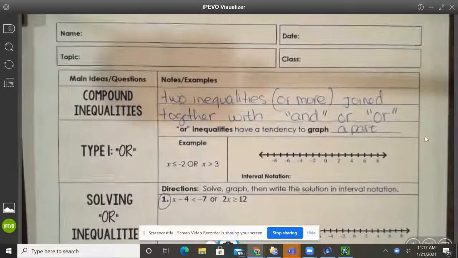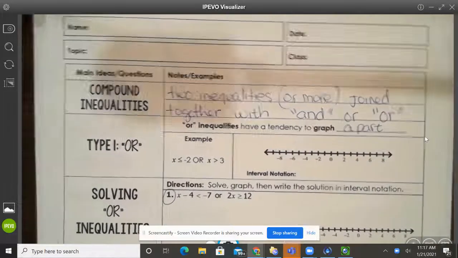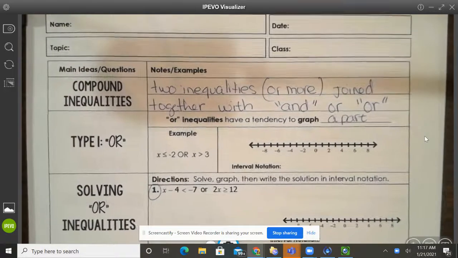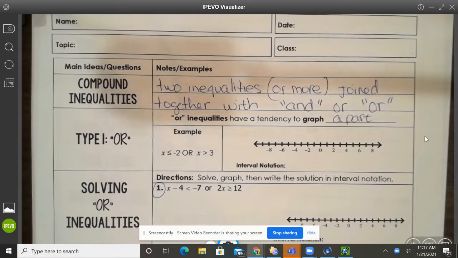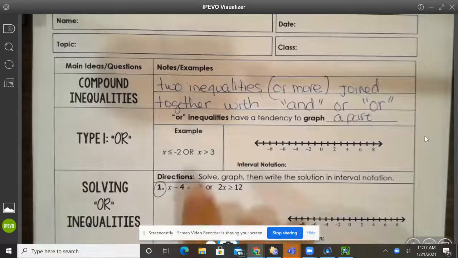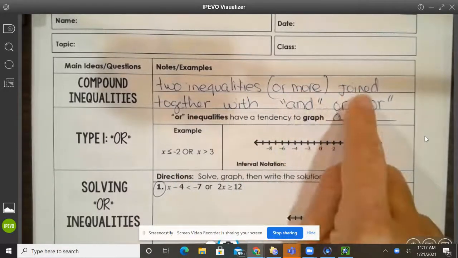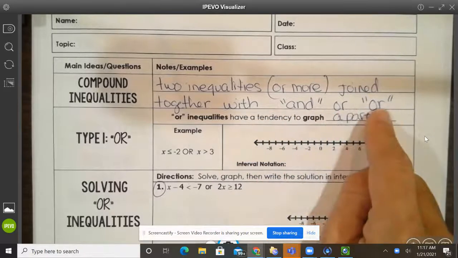All right, so this week, students, we're going to talk about compound inequalities. We already did inequalities. You should be okay with the symbols and all that. Now we're going to do pretty much the same, but now compound. Compound means when you have two inequalities or more joined together with an "and" or an "or".